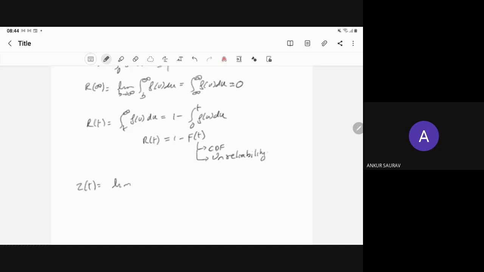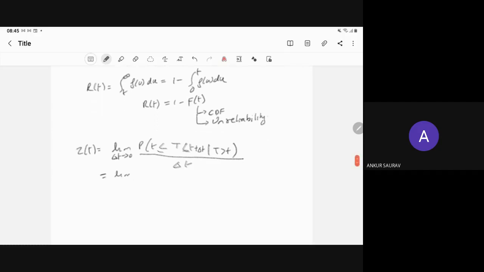It is the limit as delta t tends to 0 of a conditional probability. What is the given condition? T greater than t. Conditional probability means one condition is given to you. What is the condition? That the time to failure lies between t and t plus delta t. Clear? So by the definition, the probability of A given B is equal to what?